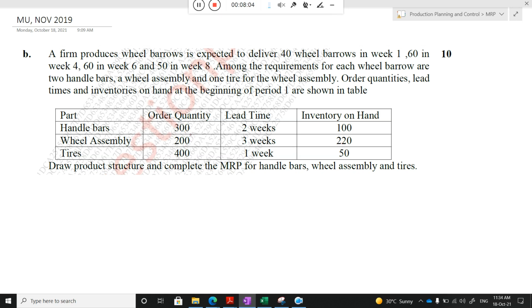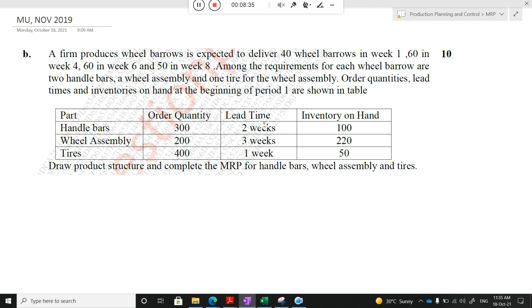As we discussed previously, we always give the order on the basis of the economic order quantity, because it is economic. You can say the total inventory cost is what we actually reduce, as it is a combination of the holding cost and the ordering cost. So the economic order quantity for the handlebar, for the wheel assembly, and for the tire is given here.